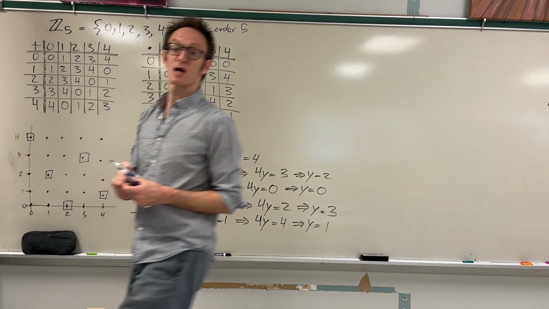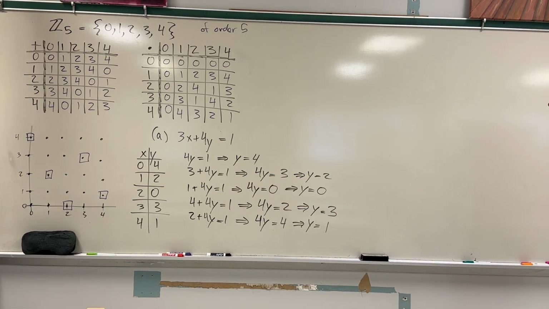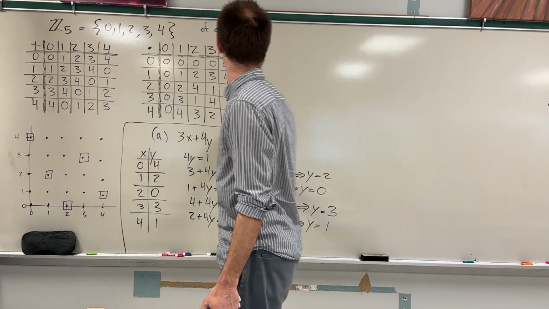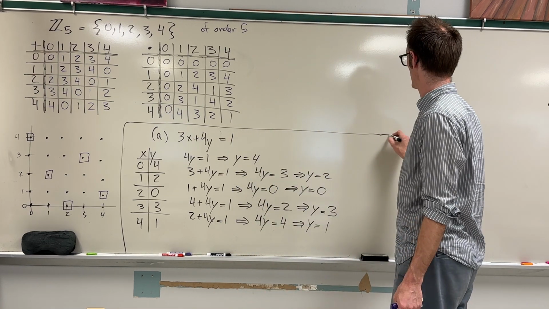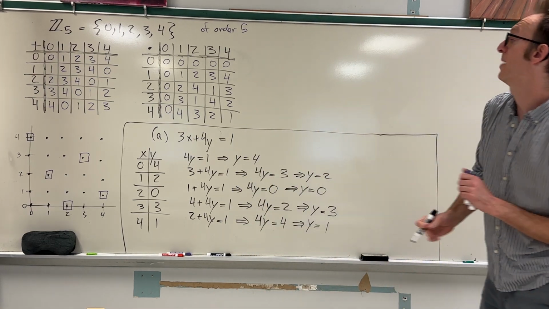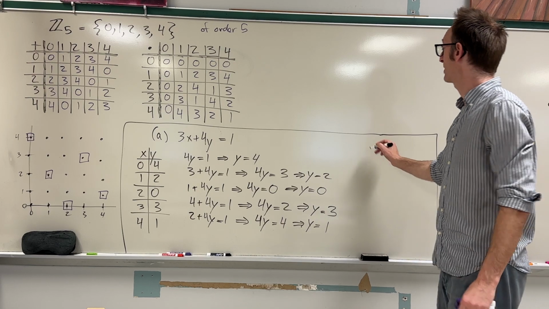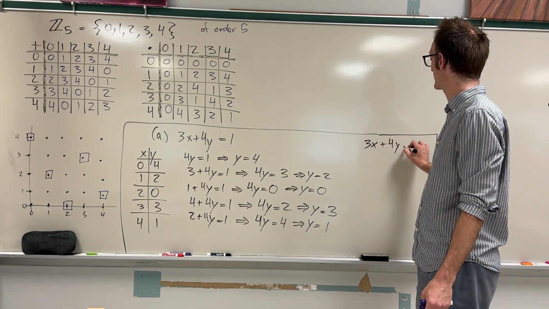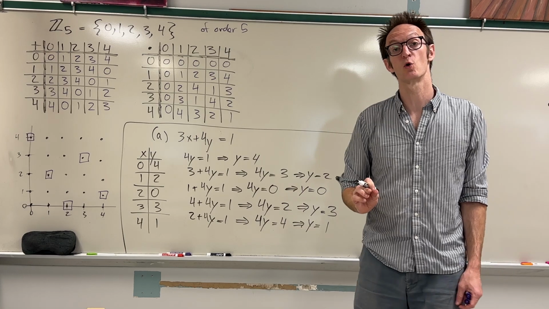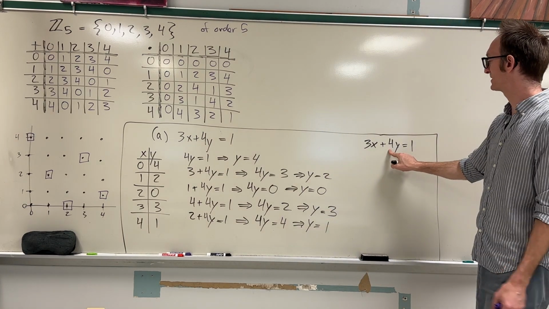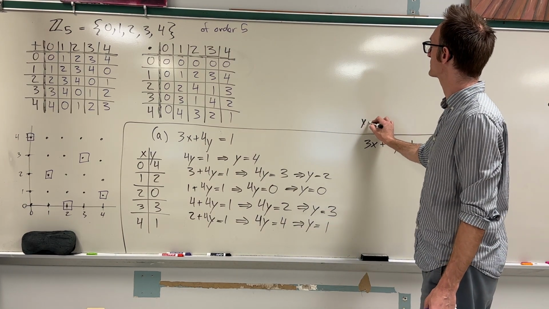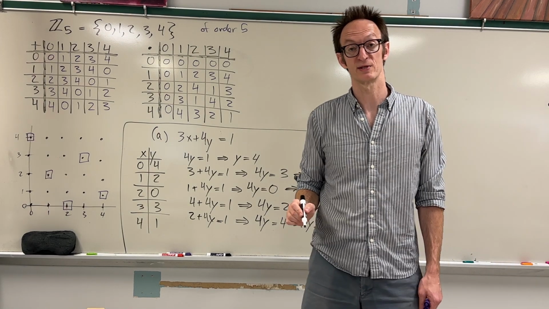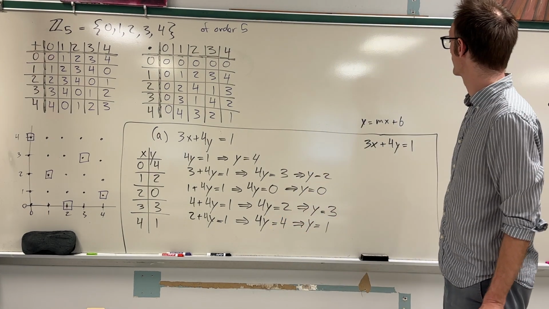Okay, so this was done with basically no understanding whatsoever. Was there a better way to do this problem? Yeah, definitely. The better way, in my opinion, is to take the equation 3x plus 4y equals 1 and make it look more like a normal line equation. In particular, I like my formulas to look like y equals mx plus b because I know what the slope is and what the y-intercept is.